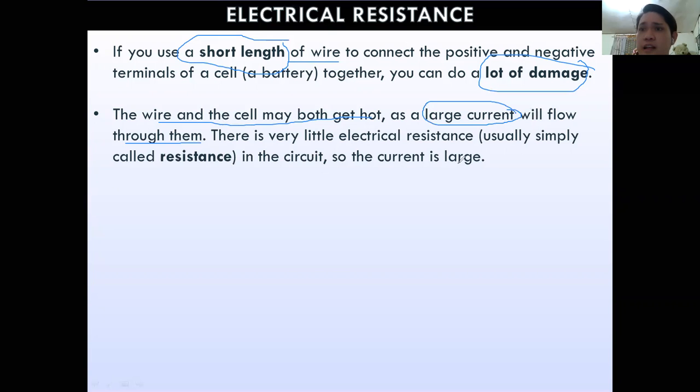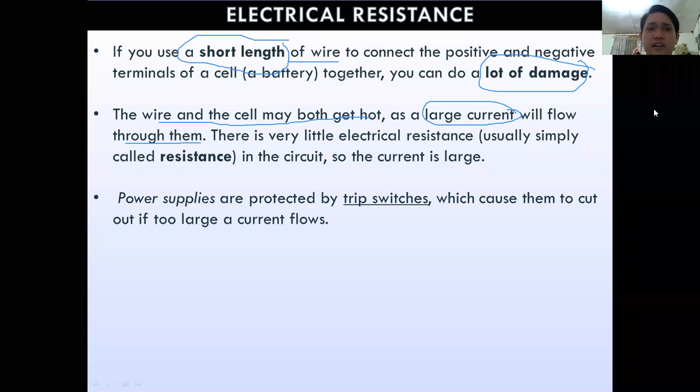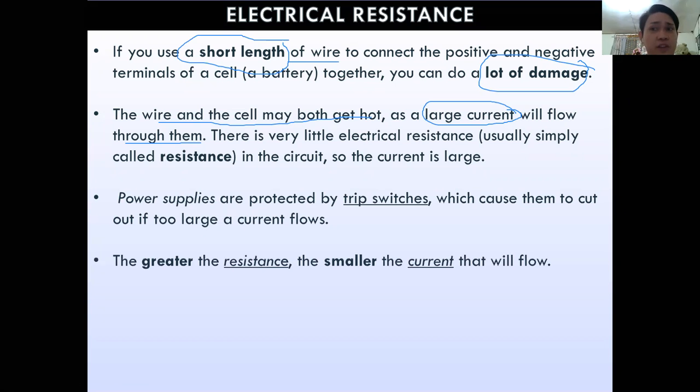Another thing in here: power supplies are protected by trip switches, which cause them to cut out if too large a current flows. I highlighted the words trip switches, which cause them to cut out if too large a current flows. And this is very important. I really want you to take down note of this, and I want to highlight this one.